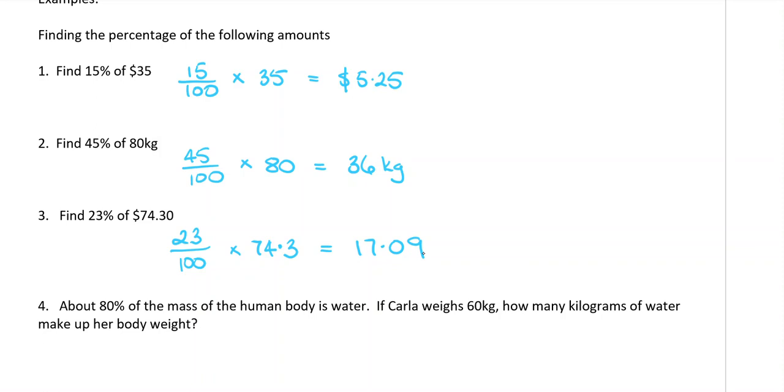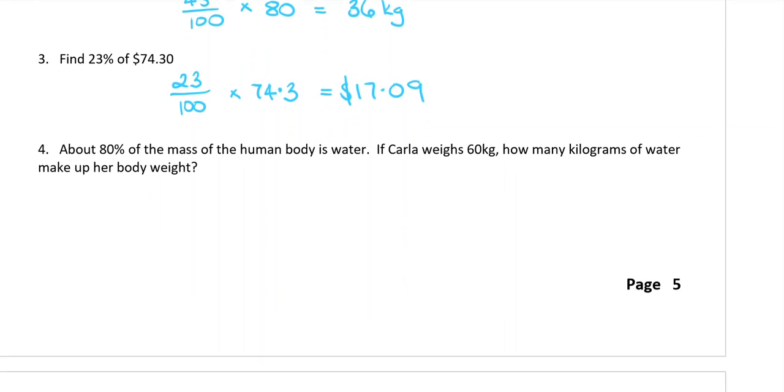The percentage goes on top. The 23 should be on top. Okay, so let's put a dollar sign on that. Because the percentages are out of 100. So remember that one, Kobe? The percentage is out of 100, so the 23 goes over 100, and then you times it by the other amount.